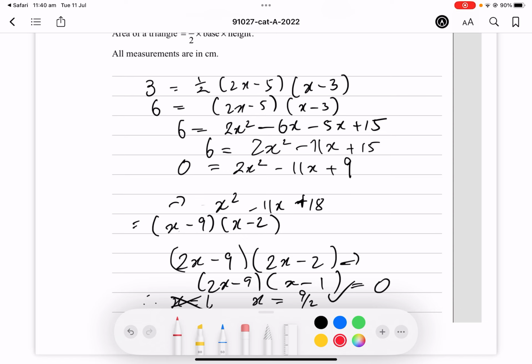This is a merit level question for the correct answer, and you can get an achieved if you can form the quadratic equation. So forming the quadratic equation here is an achieved.